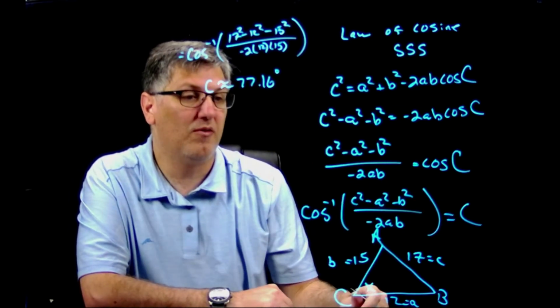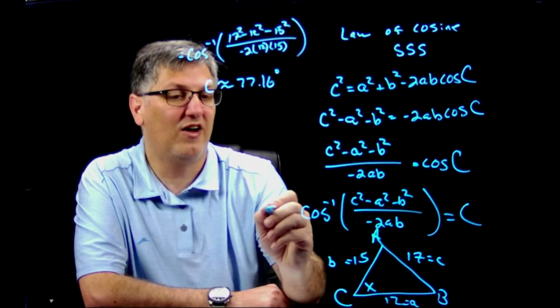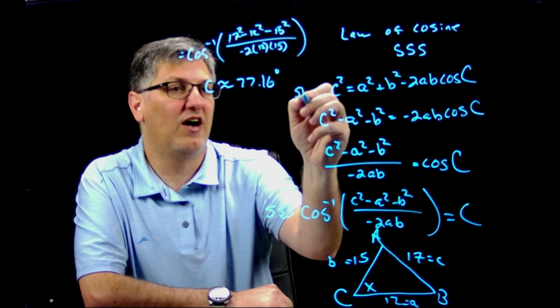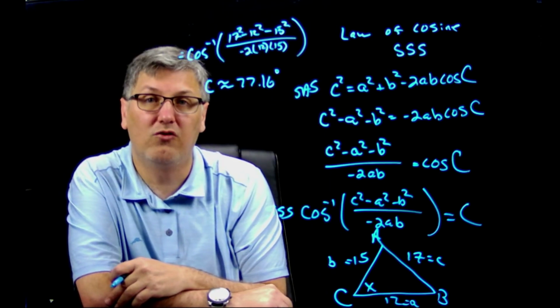So once you find what you're looking for, label your triangle to match up to the formula. I would have this one and this one in your notes. So this is when you have a side, side, side. This one is when you have a side, angle, side. And those are the two ways that you're going to use the law of cosine.